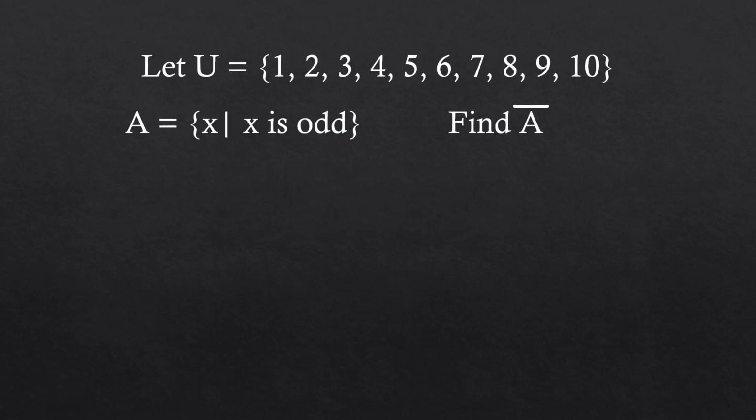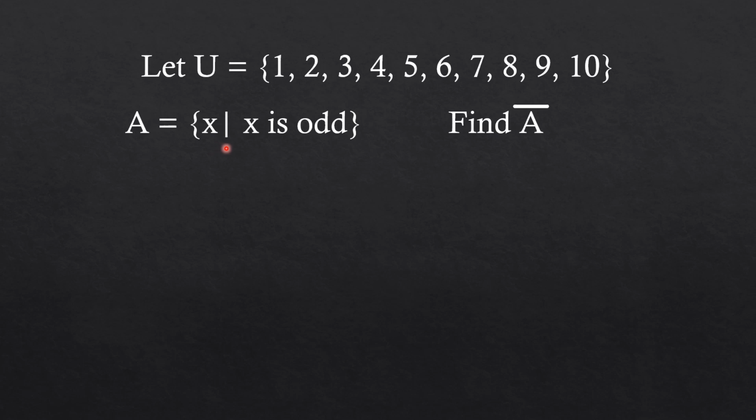Let's look at another example. Same universe, except this time A is the set of all numbers such that X is odd. Okay, so the set of all numbers such that X is odd. So now this is actually a large set, because A is actually an infinitely large set of numbers. However, my universe only contains these numbers 1 through 10.